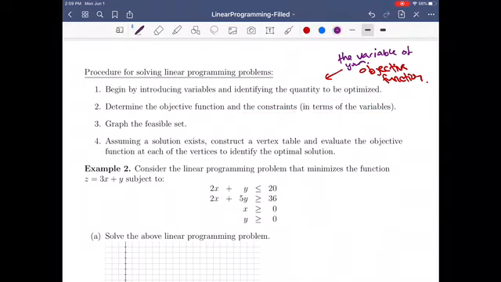And for word problems, you want to remember often you need no negative quantities. So these are ones that they sometimes don't say but are implied. Okay, and then we want to graph the feasible set. So that's just like what we did with systems of inequalities. And then assuming the solution exists, we're going to make a table like we just did and evaluate the objective function at each of the vertices to find the maximum. Okay, so let's do an example.